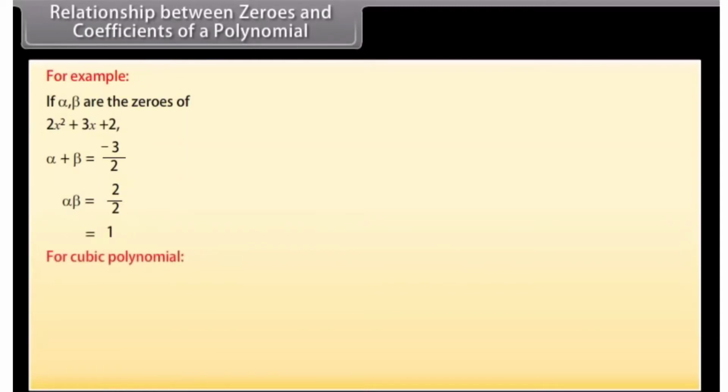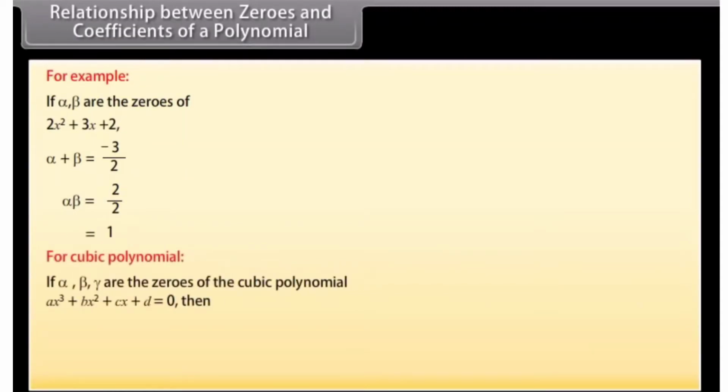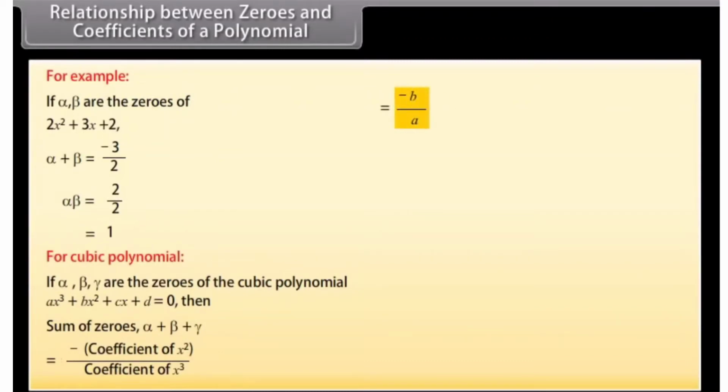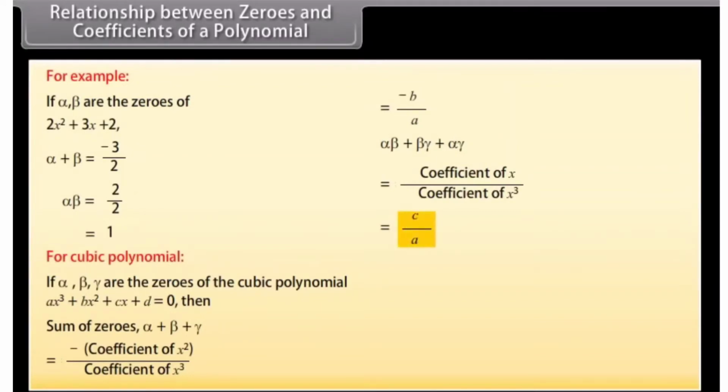For cubic polynomial, if alpha, beta, gamma are the zeros of the cubic polynomial ax³ + bx² + cx + d = 0, then sum of zeros, alpha + beta + gamma, is equal to minus coefficient of x square upon coefficient of x cube, which equals -b/a. Alpha beta + beta gamma + alpha gamma is equal to coefficient of x upon coefficient of x cube, which equals c/a.